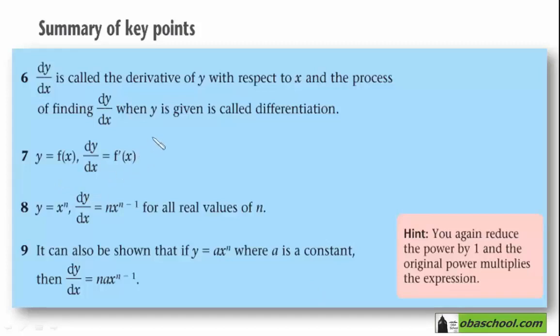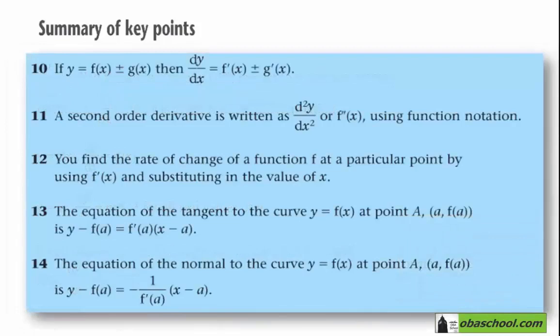And then we continue. If y = x^n, then dy/dx = n multiplied by x^(n-1) for all real values of n. It also can be shown that if y = a x^n, where a is a constant, then dy/dx = n a x^(n-1). And again we reduce the power by 1 and the original power multiplies by the expression.